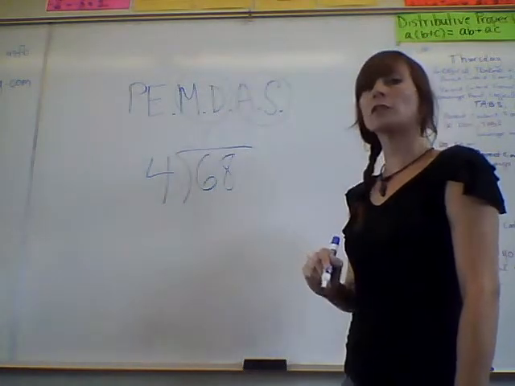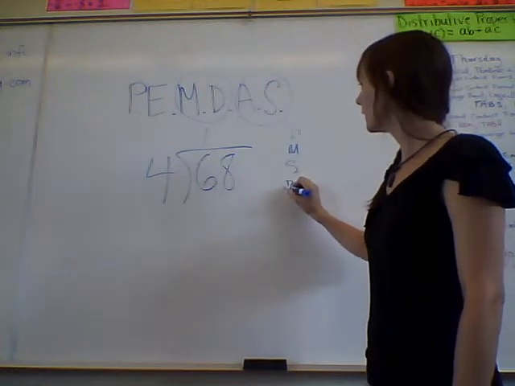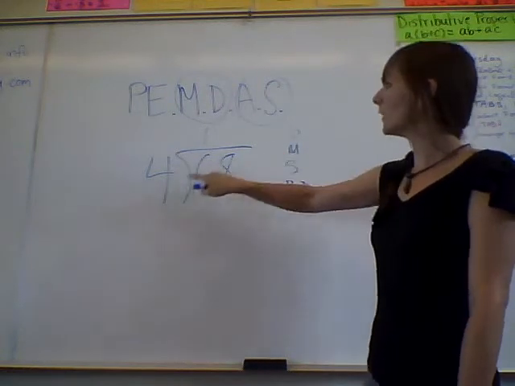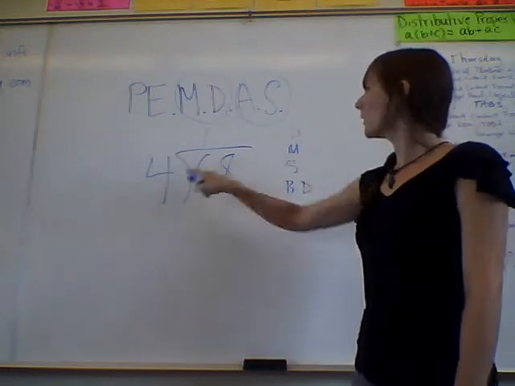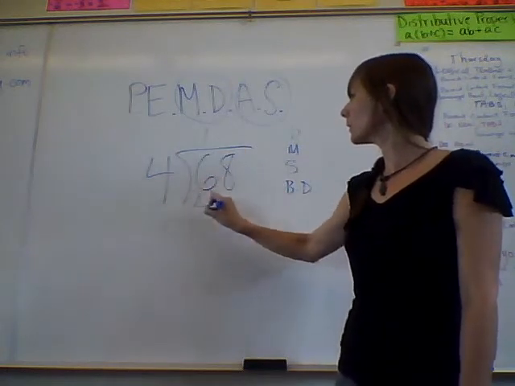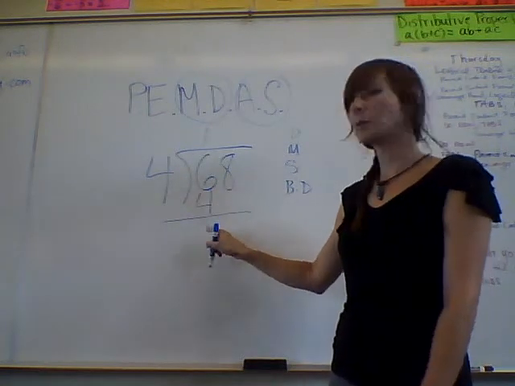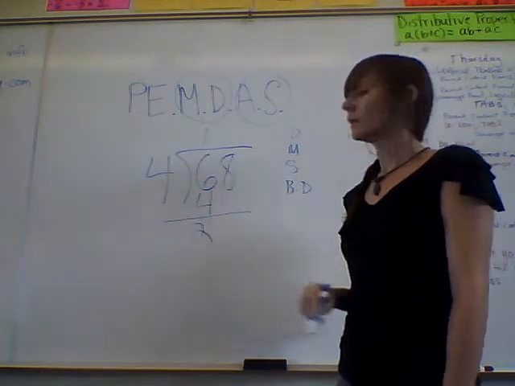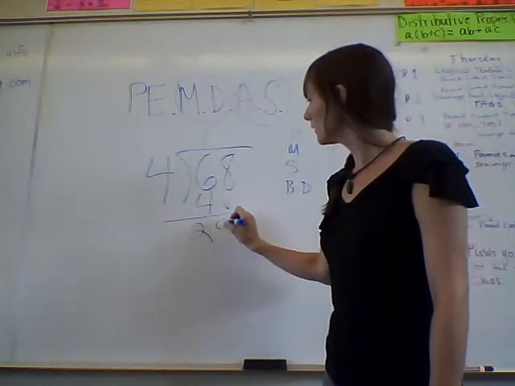So the steps of division are divide, multiply, subtract, and then bring down. So we're going to divide. We just did that. 4 into 6 goes one time. Then we're going to multiply. 4 times 1 is 4. Okay, next step is subtract. 6 minus 4 is 2. Last step, bring down the 8.